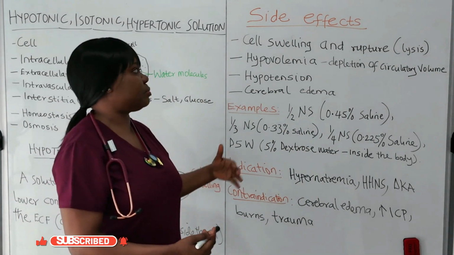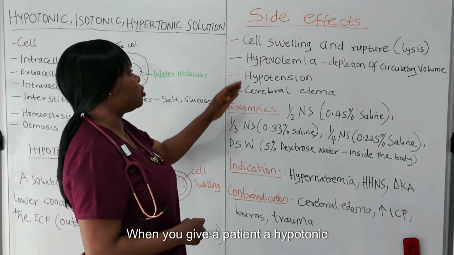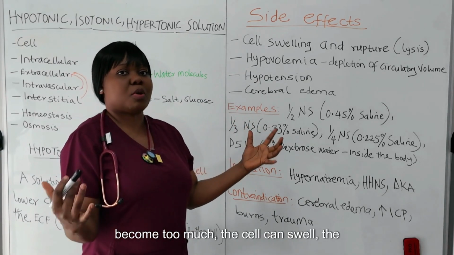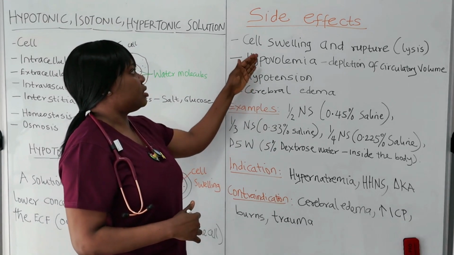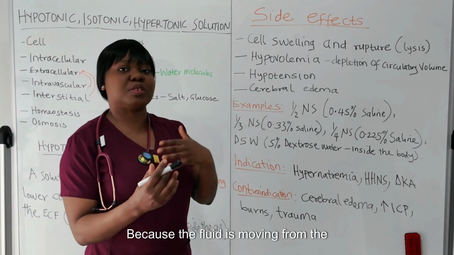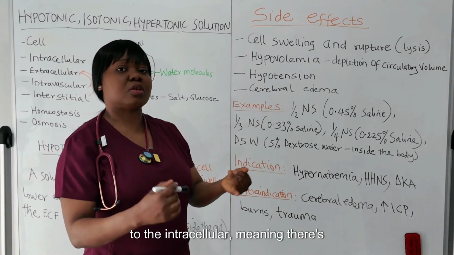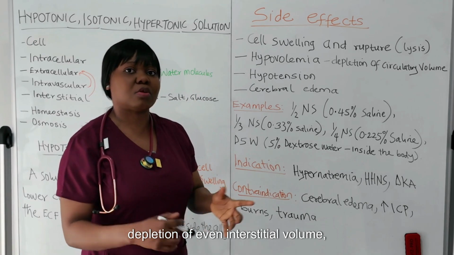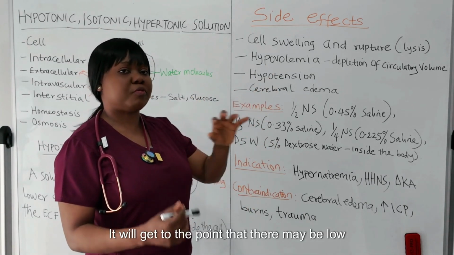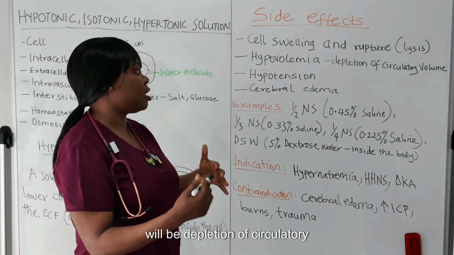Based on what we've explained, we look at the side effects. When you give a patient a hypotonic solution, if it becomes too much, the cell can swell, the cell can rupture, what we call lysis. And the side effect again can lead to what we call hypovolemia. Because the fluid is moving from the extracellular to the intracellular, there's depletion of even interstitial volume, there's depletion of intravascular volume. It will get to a point that there may be low volume of fluid in the blood, what we call hypovolemia, meaning there will be depletion of circulatory volume.